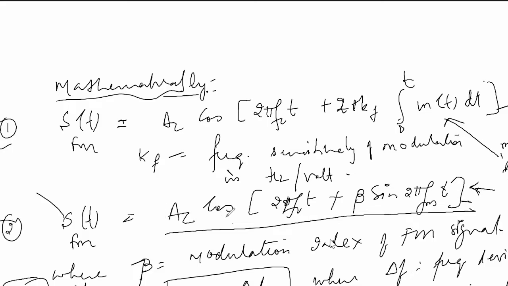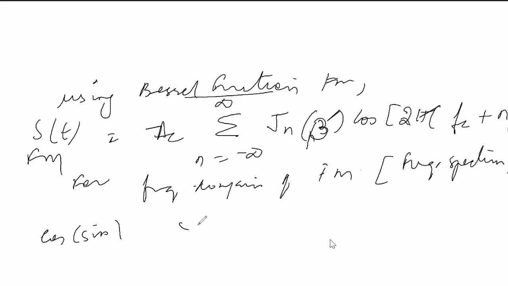And if you expand this expression, this is in the form of cos A plus B. So it becomes cos A into cos B minus sine A into sine B. So this becomes cos 2 pi FCT into cos of beta sine 2 pi FMT. So the expression will come in the form of cos of sine. That means if you use this equation to apply Fourier transform, we are expanding this equation, and we will get the expression in the form of cos of sine and sine of sine. You will get something like this after expansion using cos A plus B formula.